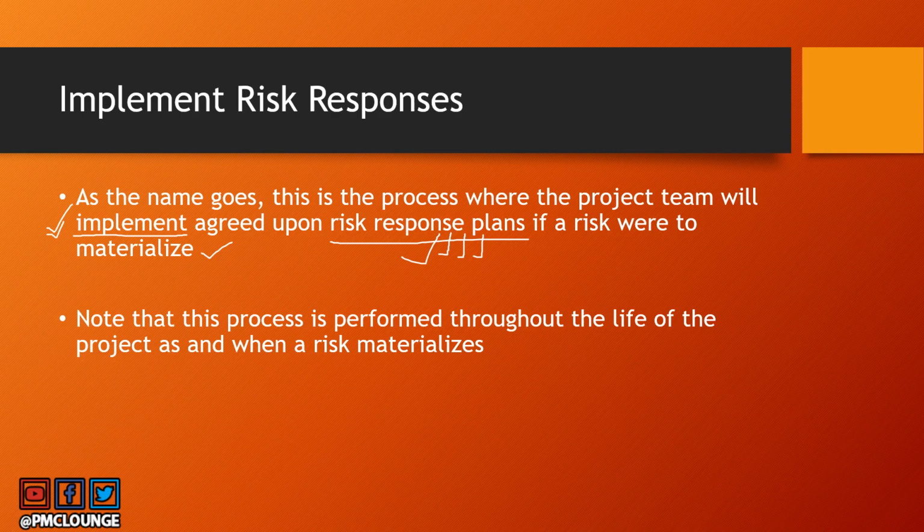The simple reason is that this process, the process of implementing risk responses, is performed throughout the life of the project. Whenever a risk materializes, be it coding, be it testing, be it deployment, be it any other phase of the project, based on your planning, you would have identified all the risks, and whenever a risk materializes, you are going to go into the implement risk response mode and you're going to implement the response, the agreed upon risk response, that is.